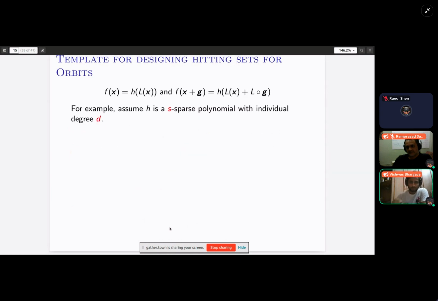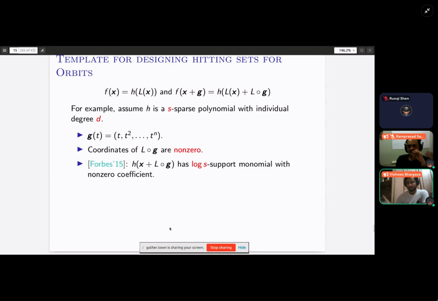So for instance, if you look at shift orbits of sparse polynomials, by choosing some shift smartly, one can ensure that if you apply any invertible linear transformation, all its coordinates will be non-zero. And there is a result by Forbes that if you shift a sparse polynomial, then there is a log s support monomial present there. Using this, one can observe that even after applying the linear transformation, there is a d log s part homogeneous component which is still non-zero. And this directly gives us a hitting set for orbits of sparse polynomials when the individual degree is small.